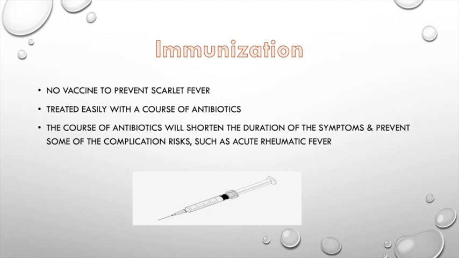However, it's very easily treated with a course of antibiotics, which will shorten the duration of the symptoms and prevent some of the risks. And some history about the disease is that it was actually responsible for about 36,000 deaths in early 20th century England and was a leading cause of child mortality. But then once antibiotics were incorporated, the mortality rate dropped about 15%.